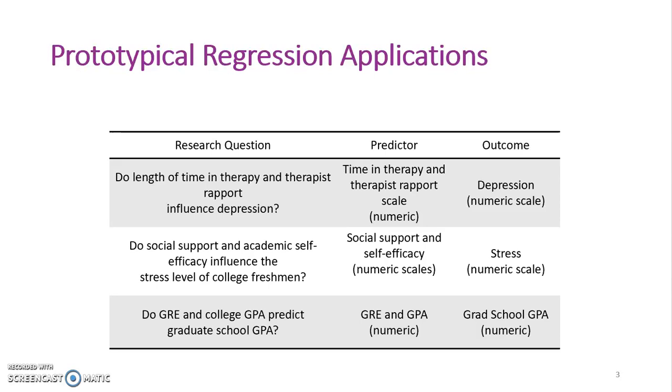The third research question example might be, do GRE and college GPA predict graduate school GPA? We know that both GRE and GPA are numeric and continuous scales, and our outcome would be grad school GPA, also a numeric and a continuous scale.